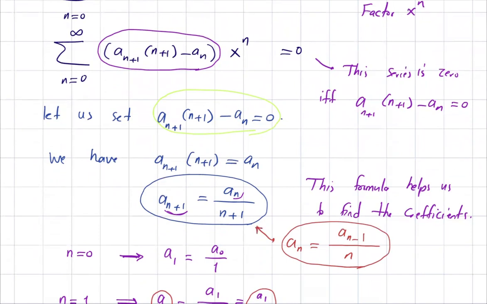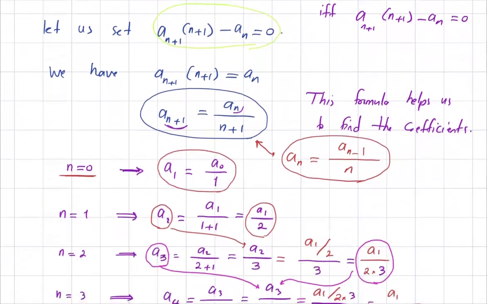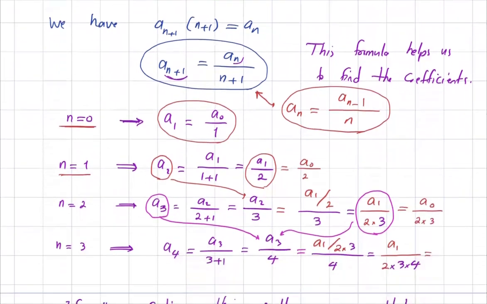You can switch this with any variable that you like. When n is equal to 0, it's easier to recognize it this way. When n is equal to 0, a sub 1 is equal to a sub 0 divided by 1. When n is equal to 1, you get a sub 2 in terms of a sub 1, which can be written as a sub 0 divided by 2. So wherever you see a sub 2, you can use a sub 0 as well. So you get a sub 0 divided by 2 times 3. Here you get a sub 0 divided by 2 times 3 times 4.